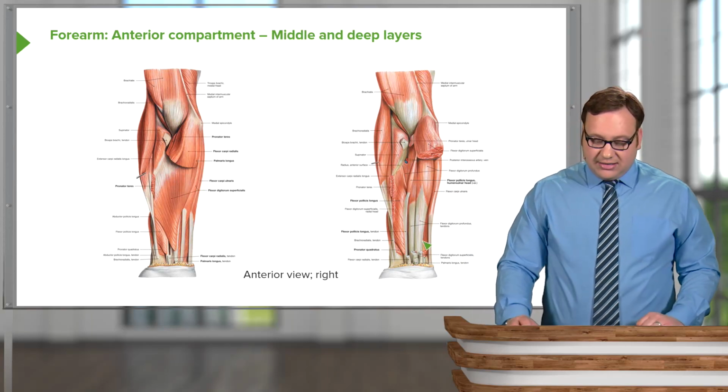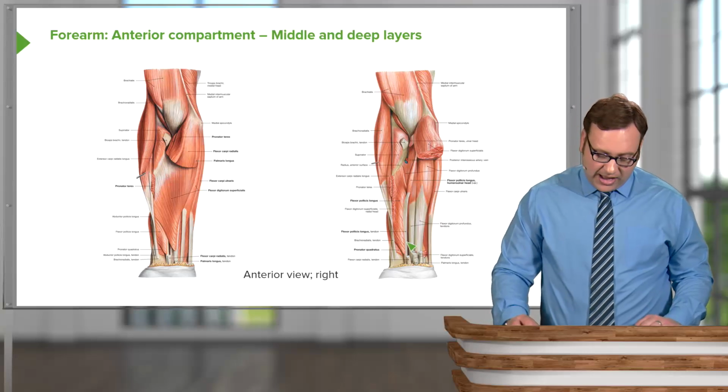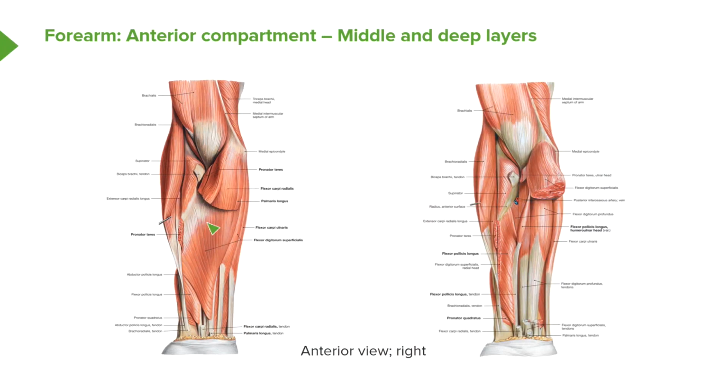If we look at the deep layers of the anterior compartment, here we can see the middle layers once again, with these muscles having been cut and brachioradialis reflected. What we've done now is cut through flexor digitorum superficialis. So here is flexor digitorum superficialis, and on this side of the screen we can see that we've cut through it. This is flexor digitorum superficialis being cut, and what we can see is flexor digitorum profundus. Here, deep to flexor digitorum superficialis, we can see flexor digitorum profundus.